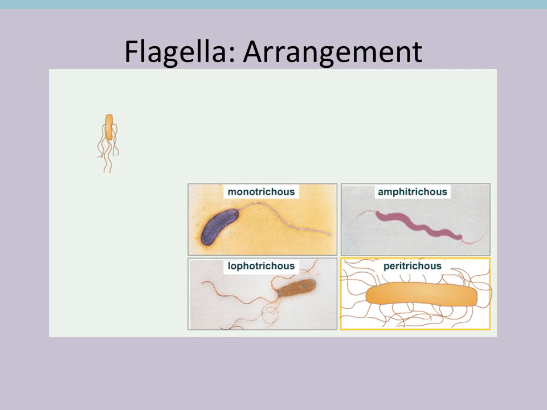Amphitrichous is where you have just one flagella, but on each pole, on each end. So you have a total of 2, but they're just on each end. Peritrichous, as I said, is surrounding the entire cell. And when you have that tuft, so one spot, but the tuft of them coming out, that's lophotrichous.